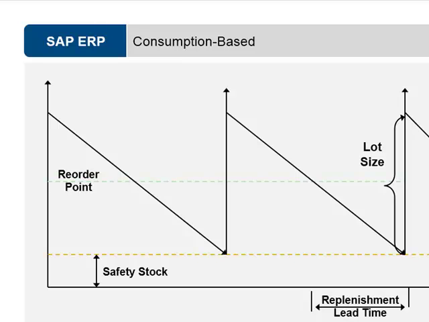So your reorder point on that graph is higher because it takes time to replenish. Whether you are procuring or producing, it will take time. There is a lead time, so to avoid going below the safety stock, your reorder point will be much higher. As you can see also, the lot size is fixed. Every time you reach the reorder point, you run production or procurement for that fixed lot size. And that's what we call consumption-based planning.